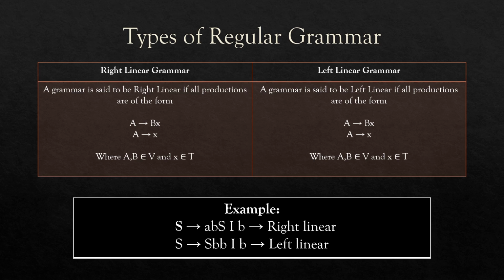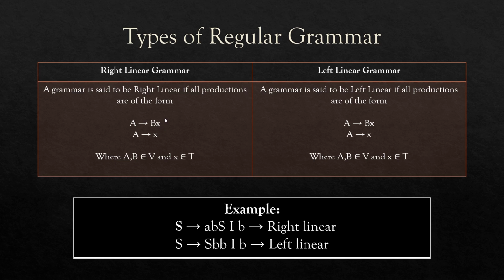A grammar is said to be right linear if all productions are of the form A gives bx, A gives x, where A and B are the non-terminals and x is the terminal. As you can see in the first example here, where A gives bx, the terminal is on the right side.